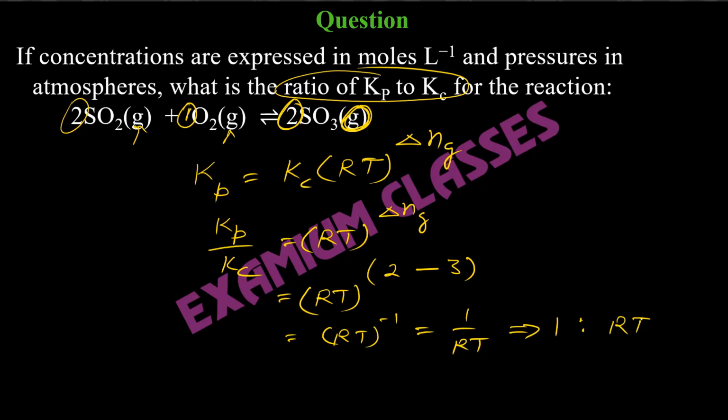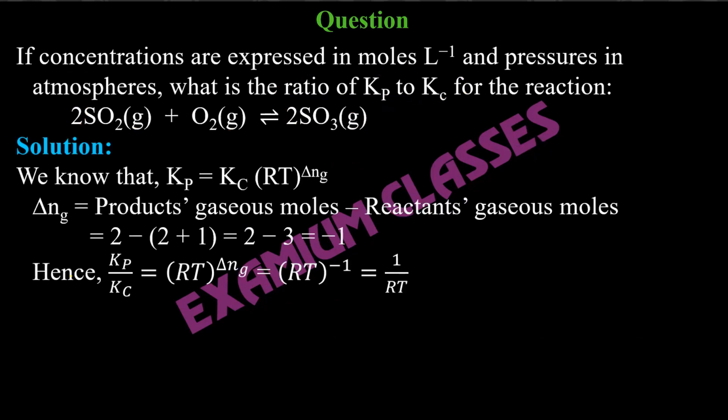However, your teacher will expect you to substitute the values of R and T and get the answer. The reason is that the question specifically says concentrations are expressed in mole per liter and pressure in atmosphere. It means you need to substitute the value of R in atm units. So 1 by RT will be 1 by R, which is 0.0821, and temperature 298 Kelvin. Substitute the values, get the answer.